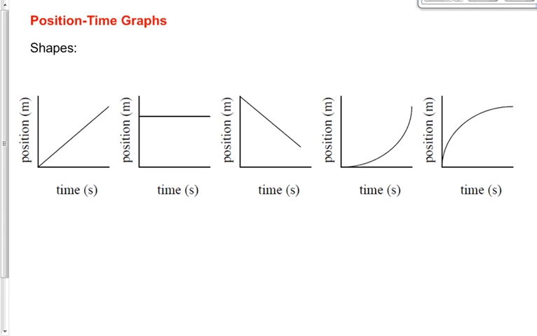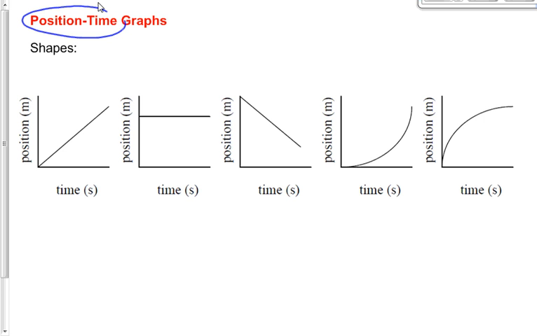Friday, we introduced position time graphs. In fact, we introduced graphing in general for the first time. We said a couple things before we looked at these specific graphs that you see up on the board right now. For instance, the title of the graph, in this case, position time graph. The title of the graph is always in the same form.